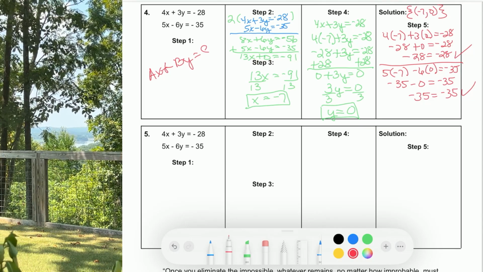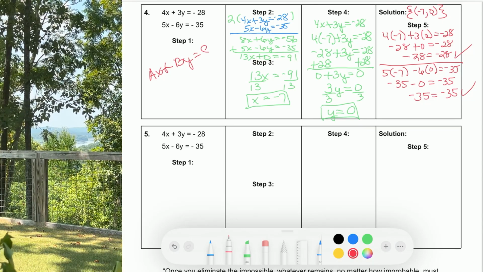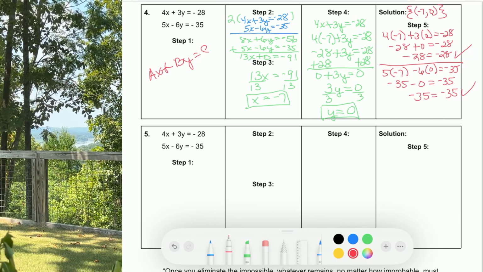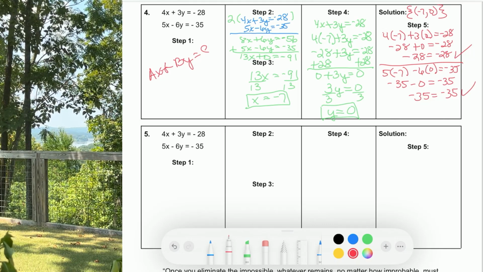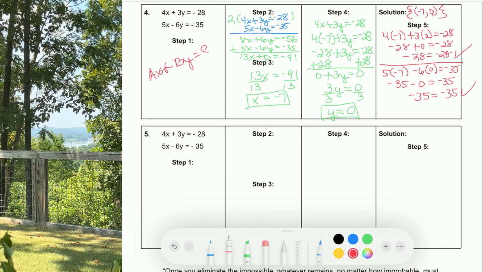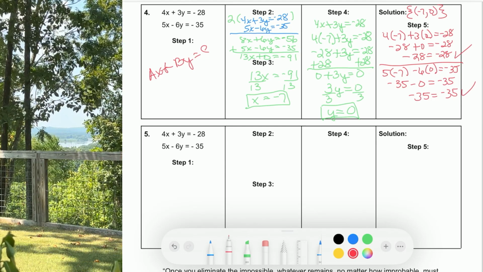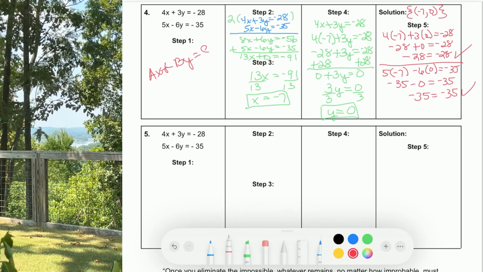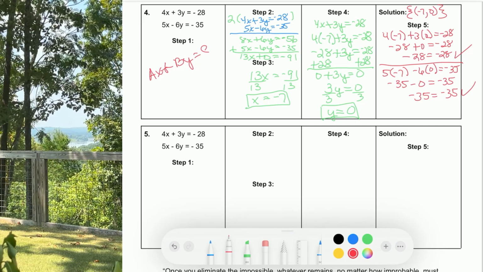Now let's look at number 5. On number 5, it's the exact same problem, you'll notice, as number 4. In number 4, we chose to get rid of our y's. In number 5, I want to get rid of our x's, just to show you that it will work out, that it doesn't really matter which one, just as long as you do them properly.